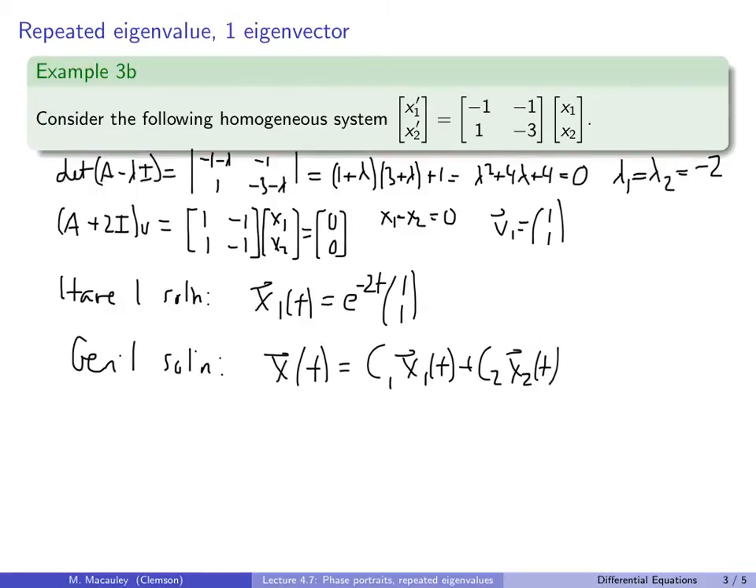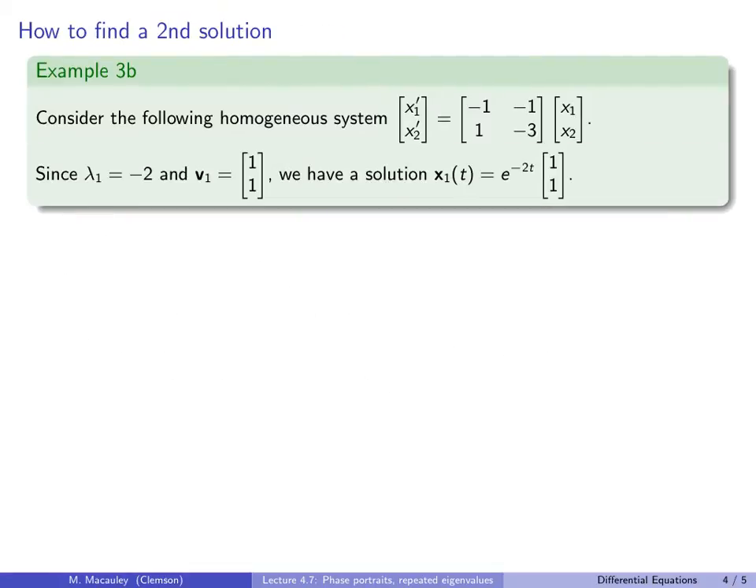And we know what this is, but somehow we have to cook up a second solution so we can complete our general solution. Okay, so to summarize, we have one solution and we need one more. So how do we find the second solution? It may seem a little out of left field now, but this will always work.